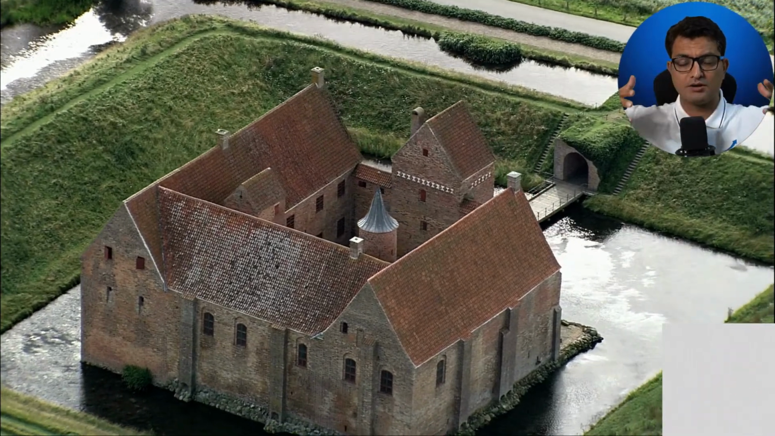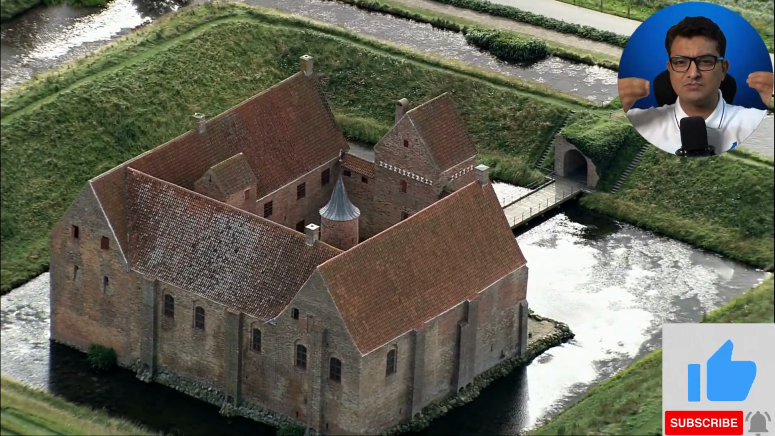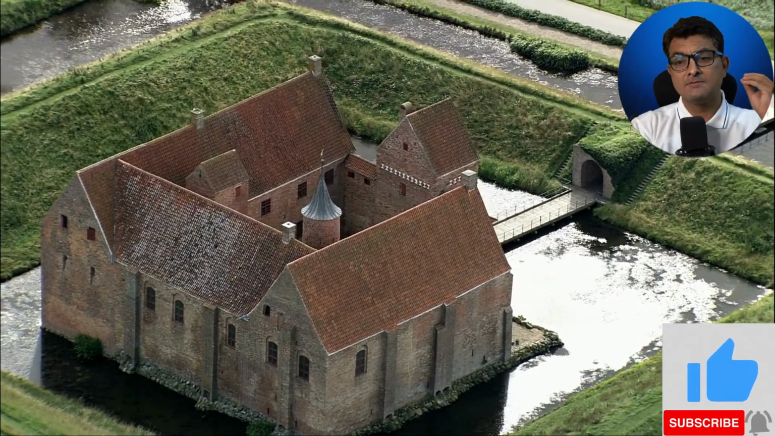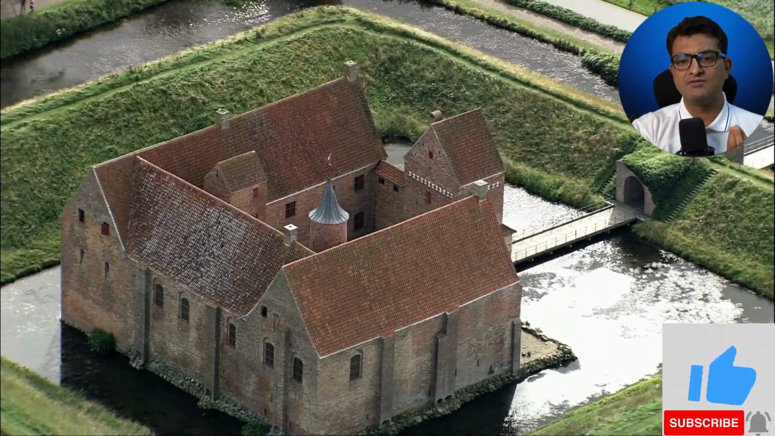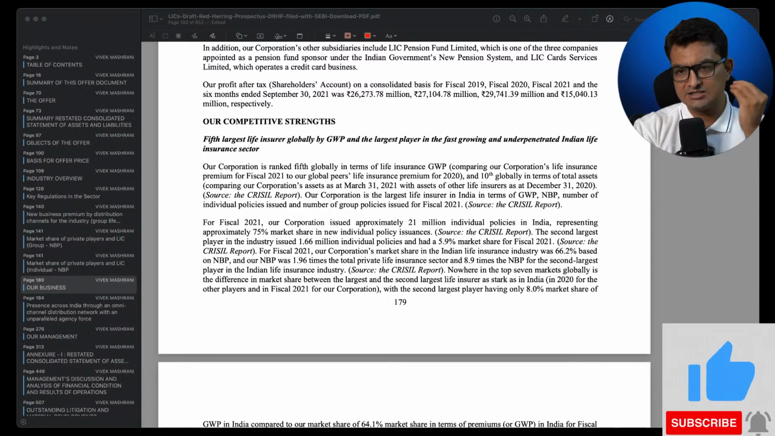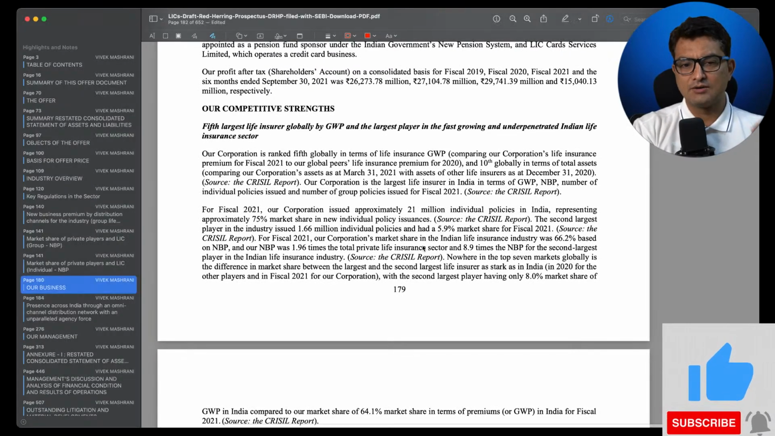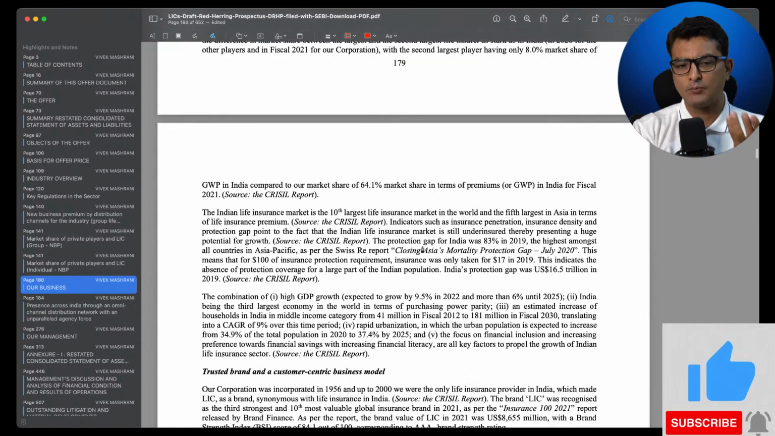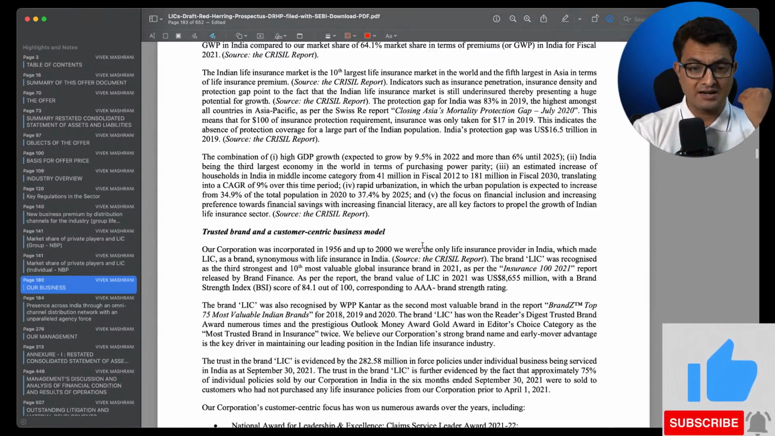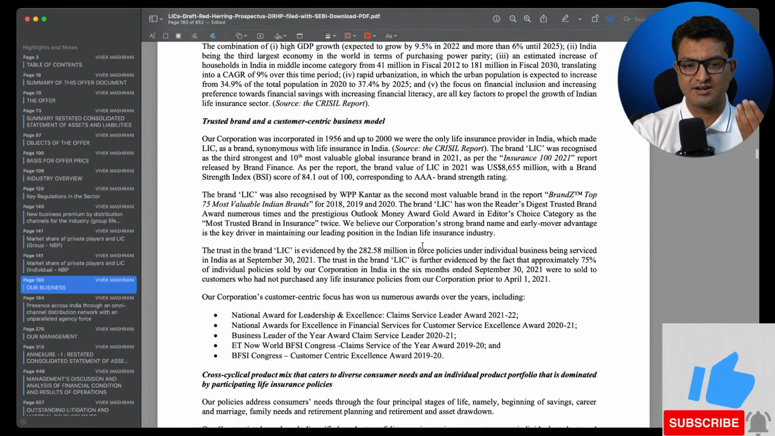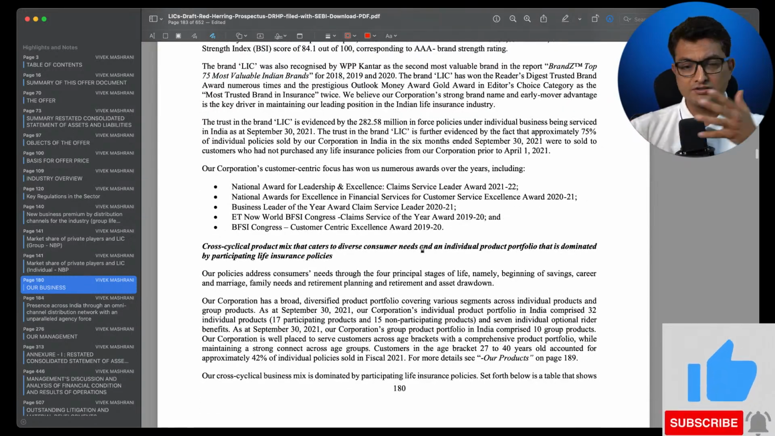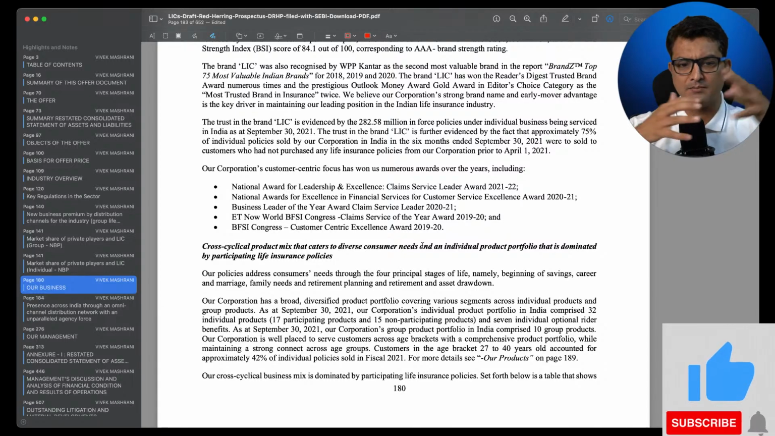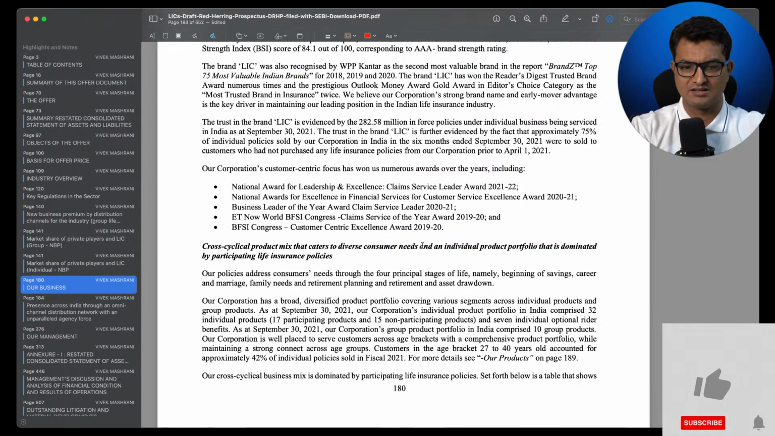I called it a moat. That is, what are some strengths a company has, what is something unique about the company which other companies are not having. And that is what you should be seeing over here also, what is it that LIC is so special about. And you will see all the points which the company is making, that they are a trusted brand, it is a customer centric business model, they have a cross cyclical product mix, because some products they have hedge the other risk and all that.